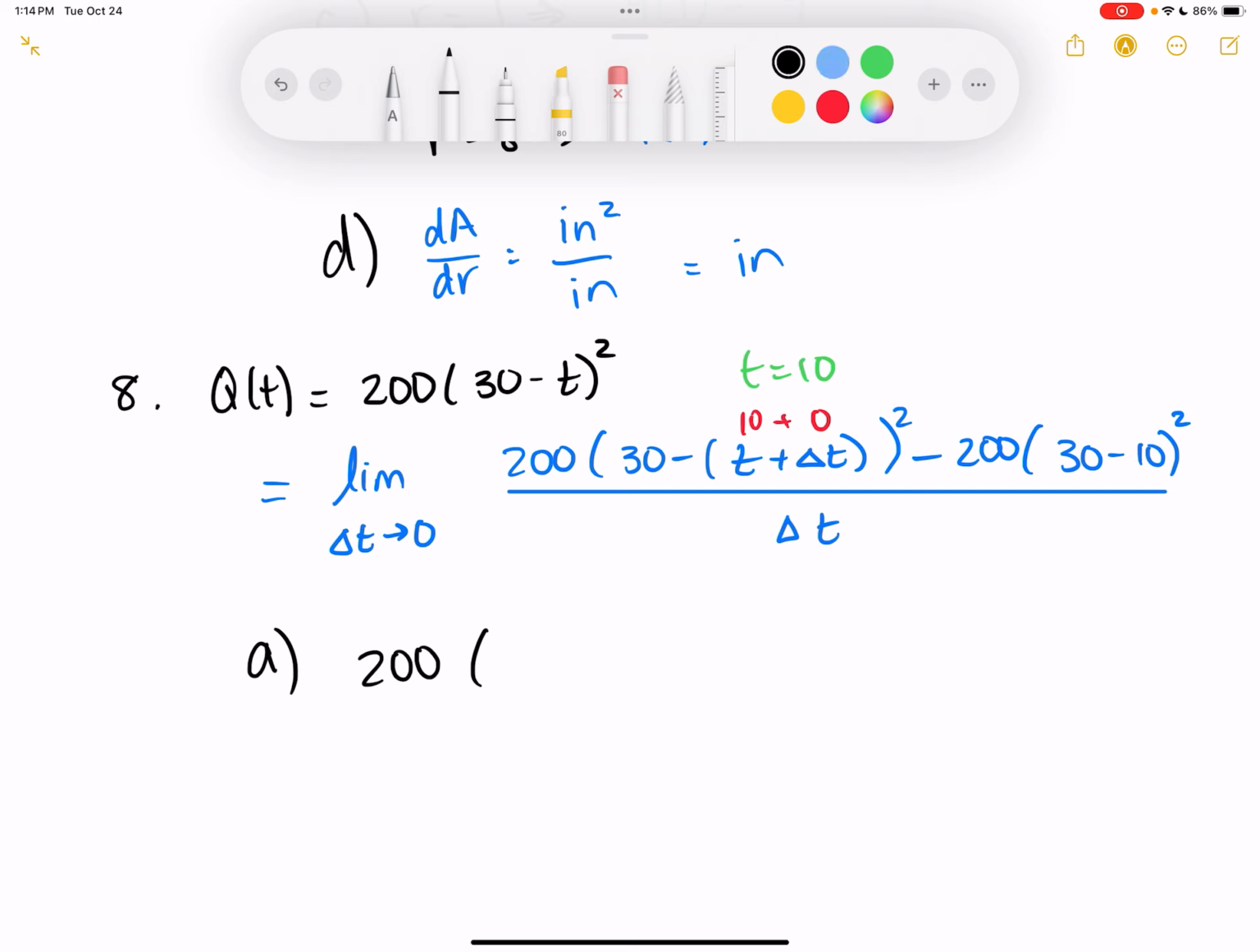900. Yeah. Just for reference as to what we're doing. 900 minus 60t, minus 60t, plus t squared. Yes.